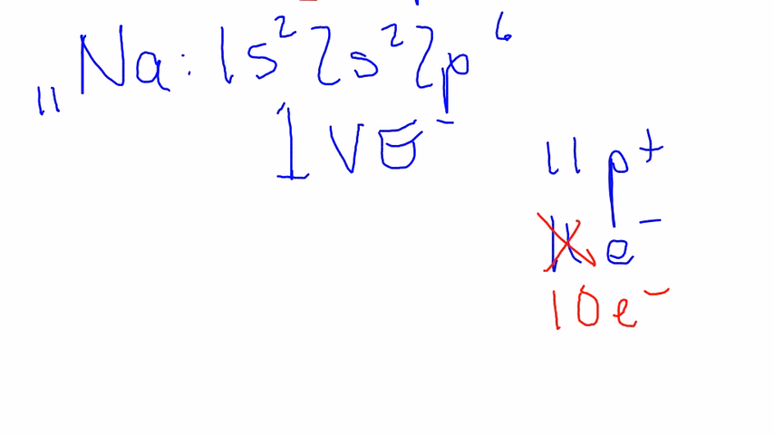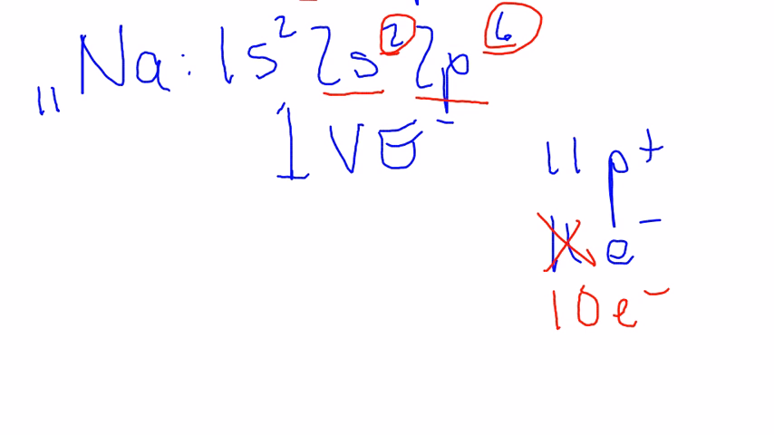Look at what's happened now. Instead of having a situation where there was a 3s1 on the end, now we have the highest energy level being 2, and it has now 8 valence electrons. So by getting rid of that one electron, it actually ends up with 8 valence electrons.